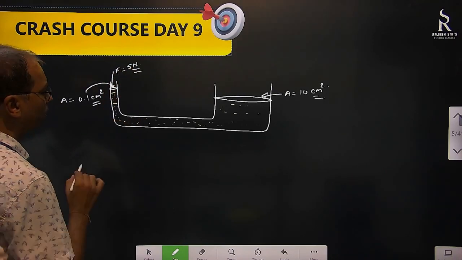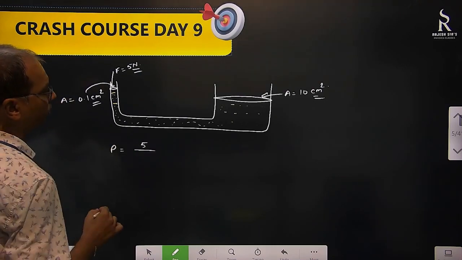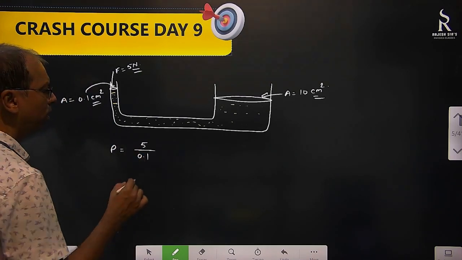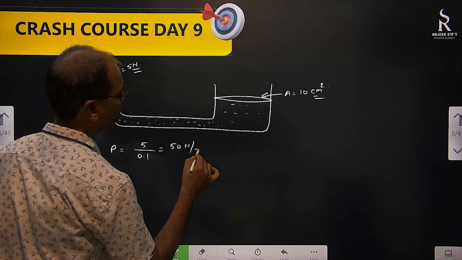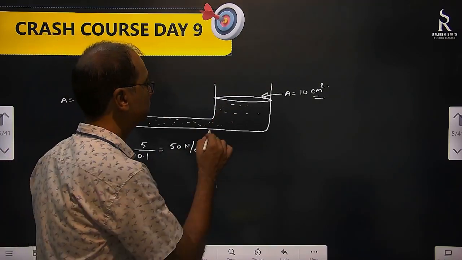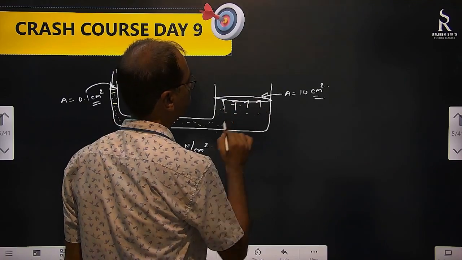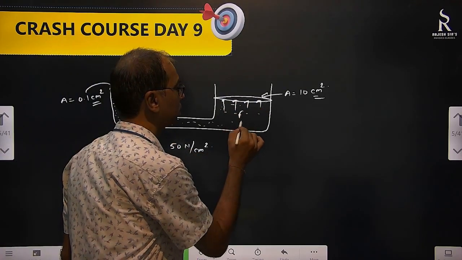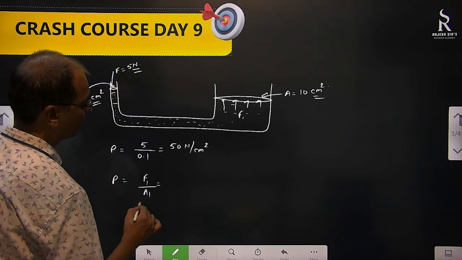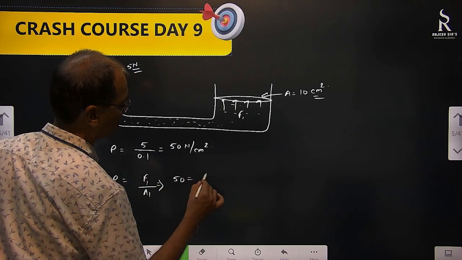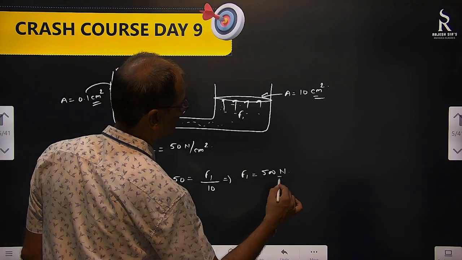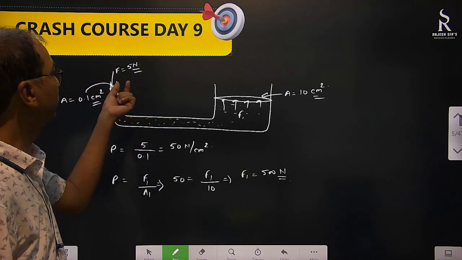When you apply a force of 5 Newton, how much pressure are we creating? 5 by 0.1 centimeter square. Let it be in centimeter square only, no problem. So the unit will be Newton per centimeter square. The pressure that we have created is 50 Newton per centimeter square. Now the same pressure will be transferred throughout, so here also the same pressure will be there, exerted like this. How much is the force here? That we have to see. Here again pressure equals F1 by area 1, so 50 equals F1 by 10. The force that we are getting is 500 Newton. What we applied is 5, what we got is 500.